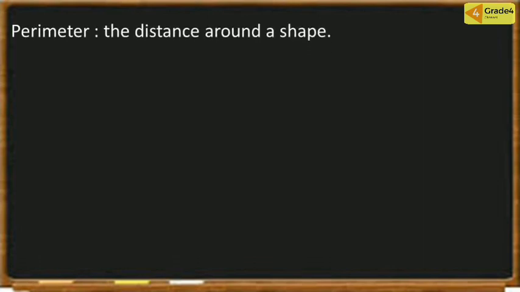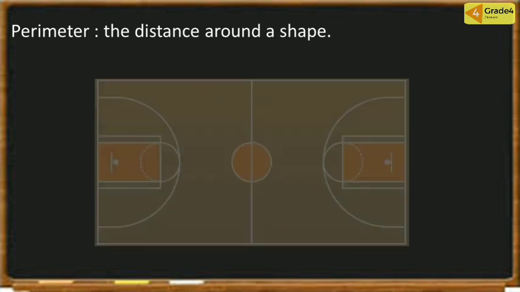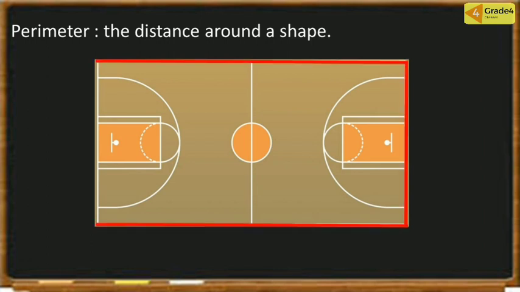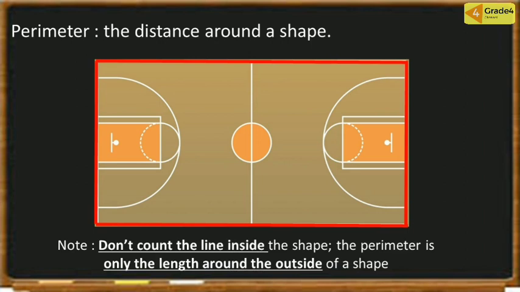Friends, what is perimeter? Perimeter is the distance around a shape. Have you ever walked around the field? When you walk around the field like this, it means you already counted or measured the perimeter. Note, don't count the lines inside the shape. The perimeter is only the length around the outside of a shape.